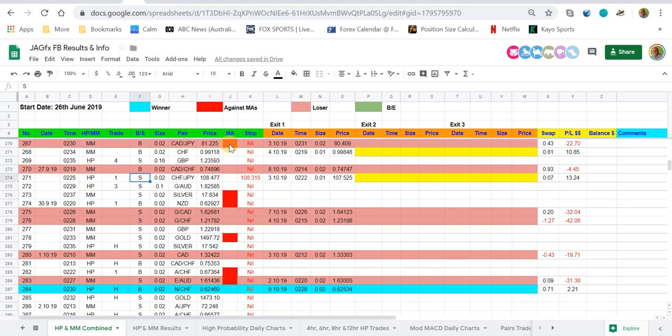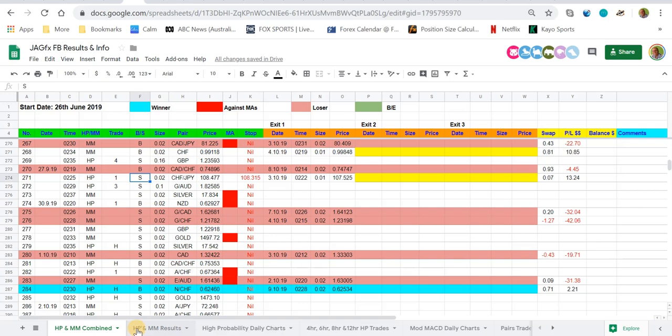If the red MA, if it's in this column here, if it's red, it's a risk trade, normally against the MA, against the trend. My stop levels are in here, and exits along here with a small swap, which is the overnight interest, and profit loss. If you see it all in blue like this, it means it's been a profitable trade, even though that one's not a great example. If it's in red like that, it means it's been a loss overall. If you see yellow like this, it means it's been a partial close and I'm waiting for further action. So it's a shared spreadsheet.